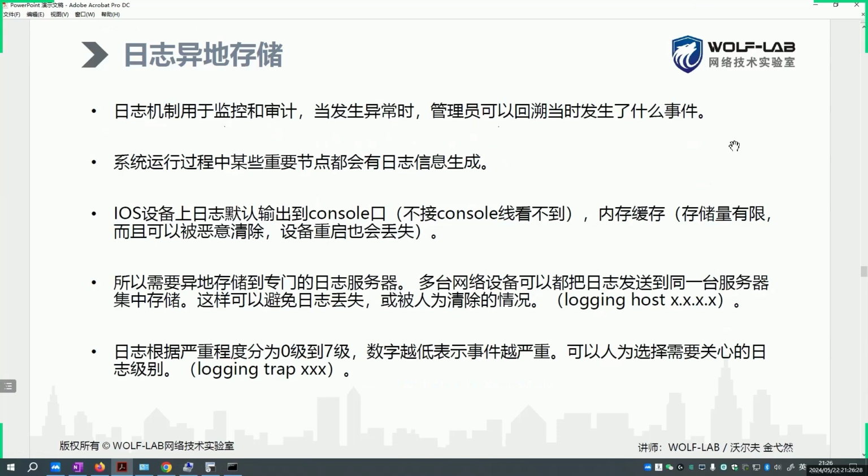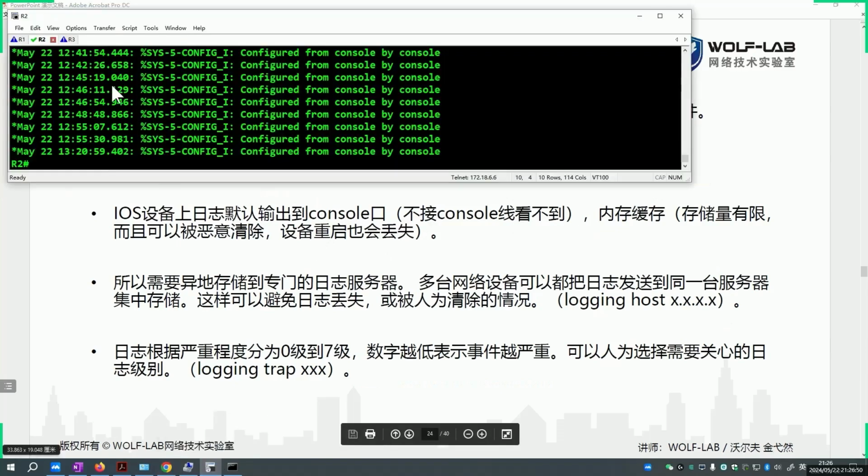These system logs are typically used for monitoring and auditing. In case of anomalies in the network, these types of logs are usually utilized. When an abnormality occurs, we can trace back what event happened. Then, during system operation, if there are some critical nodes, like what configurations we made, or which interfaces went up and down, etc., these are the kinds of events that would generate system logs.